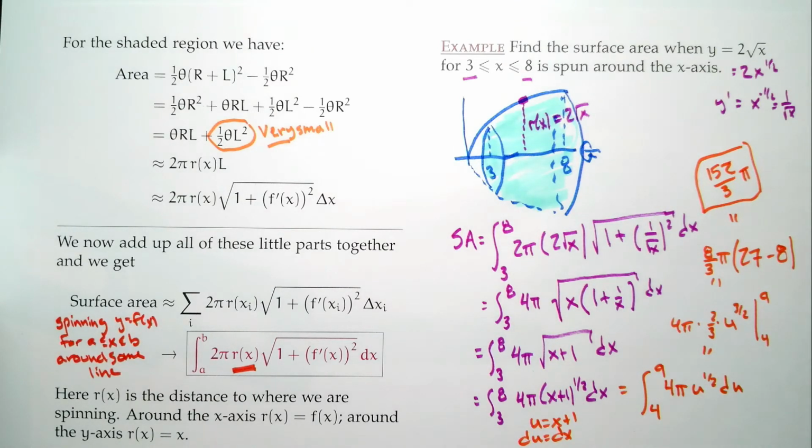So really, if we've done the arc length, this is not so bad. All we have to do is remember to get this little extra piece in front, and life is good. Life is good. Okay.